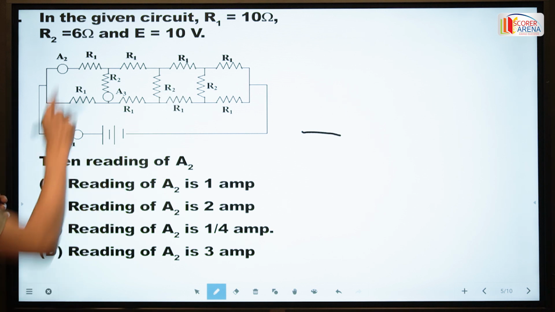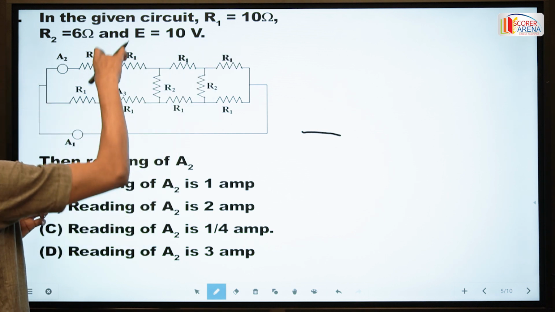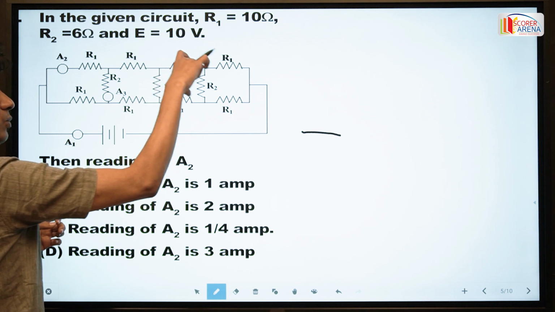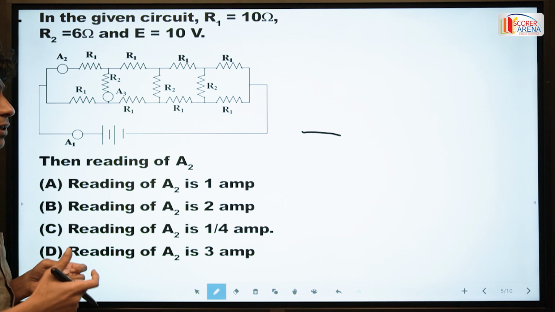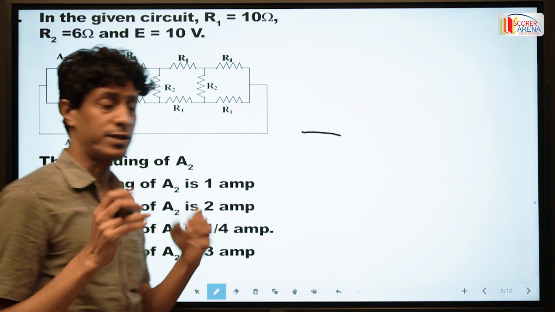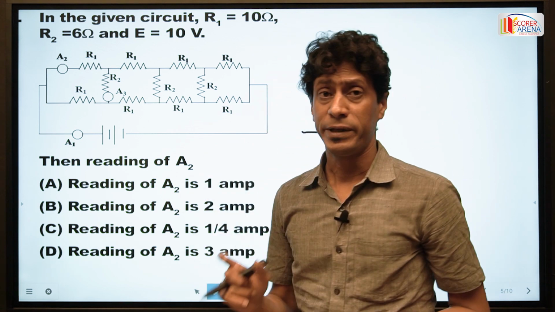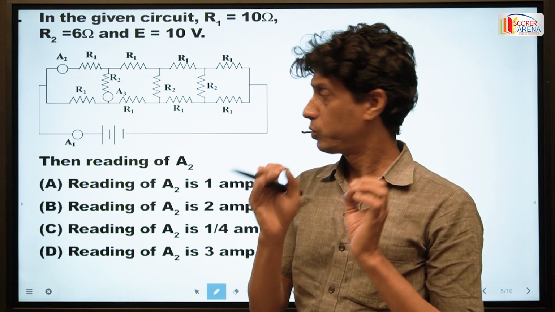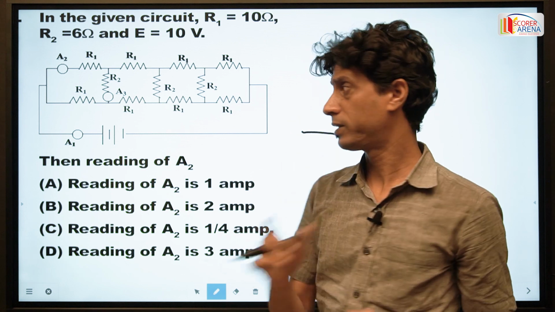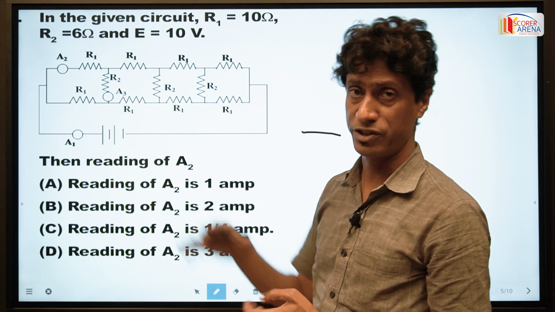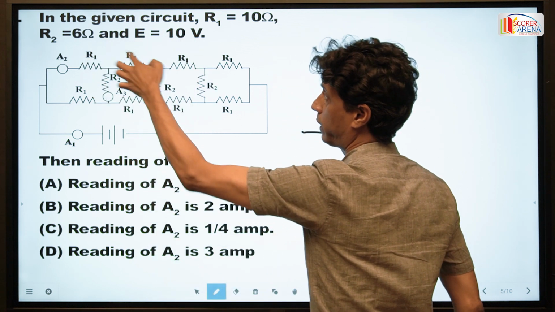All the R1 resistances are equal. These two branches are connected by the resistance R2, and here also an ammeter A3. All these ammeters are ideal because there is no information given on the resistance of the ammeter. So you don't take the resistance of the ammeter; we can say the resistance of the ammeter is negligible. It just measures the circuit current or the current through the branches, and these two branches are connected by R2, which is 6 ohm.